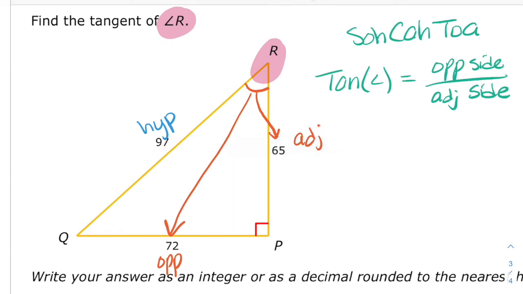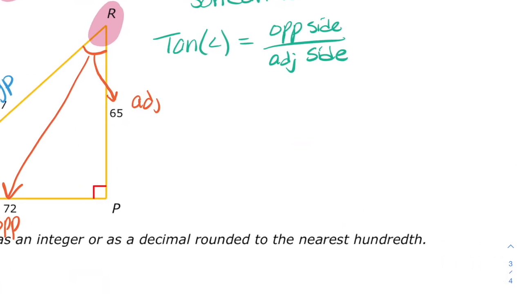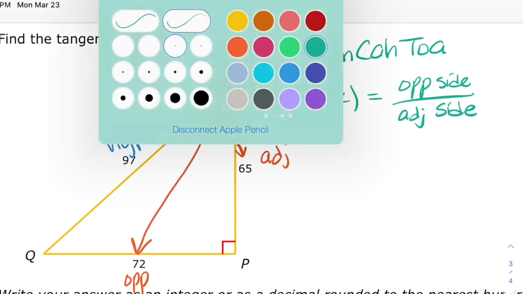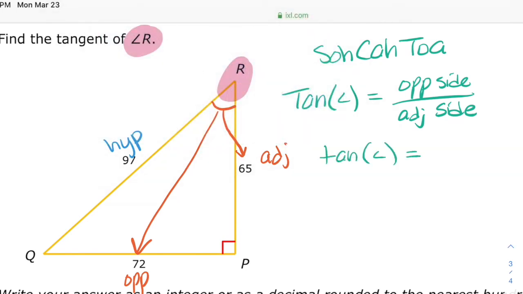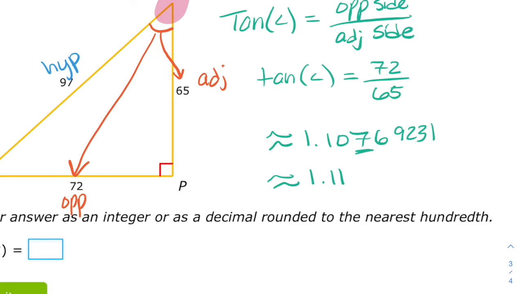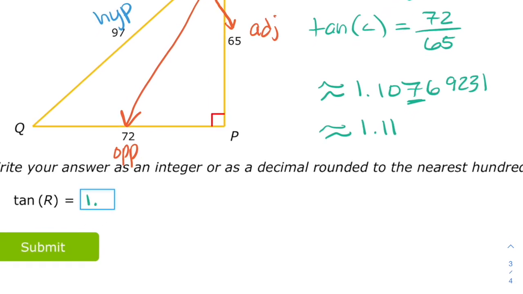So the tangent of my angle is equal to the opposite, 72, over the adjacent, 65. So 72 over 65 is approximately 1.1076923. Rounded to the nearest hundredth, the 0 rounds up to a 1 because 7 rounds the 0 up. So 1.11 would be the answer for this one.